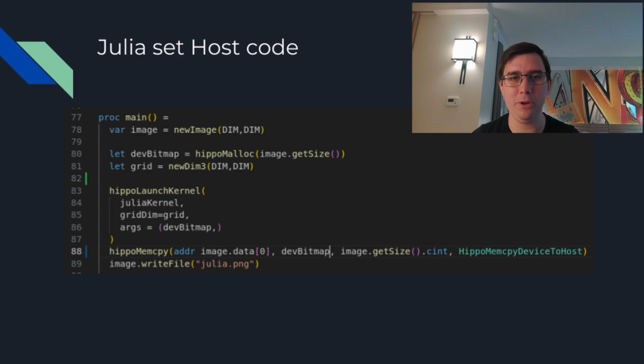When we execute the program, we generate a GPU memory buffer for the bitmap image. Then we call the kernel to generate the Julia set and copy the memory back to the host. The code for both of these examples can be found in the Hippo GitHub repo.